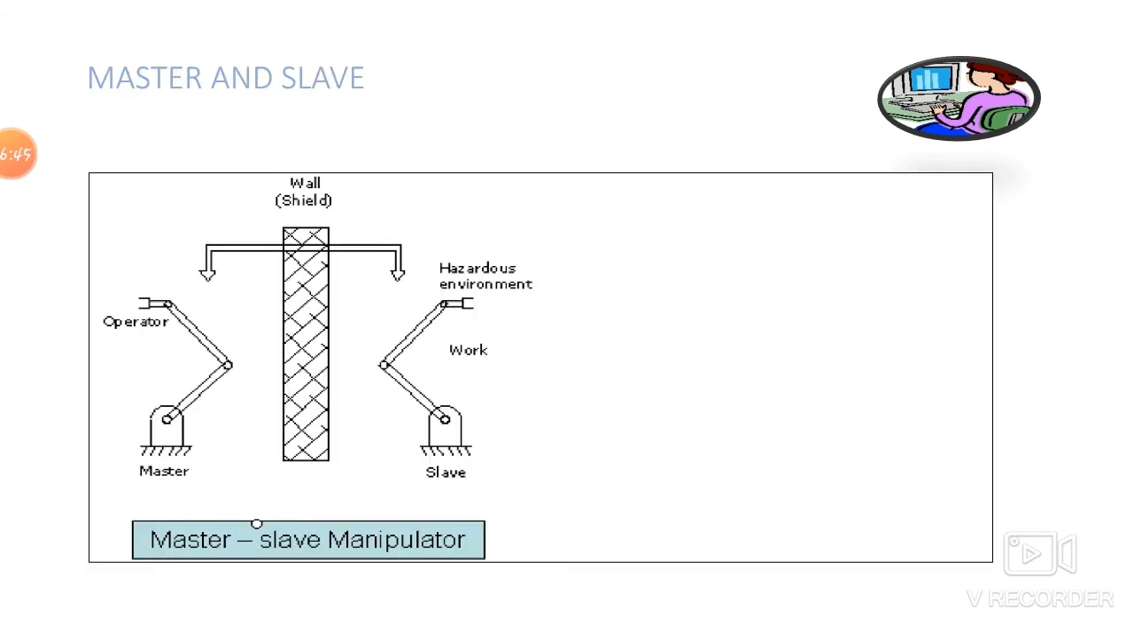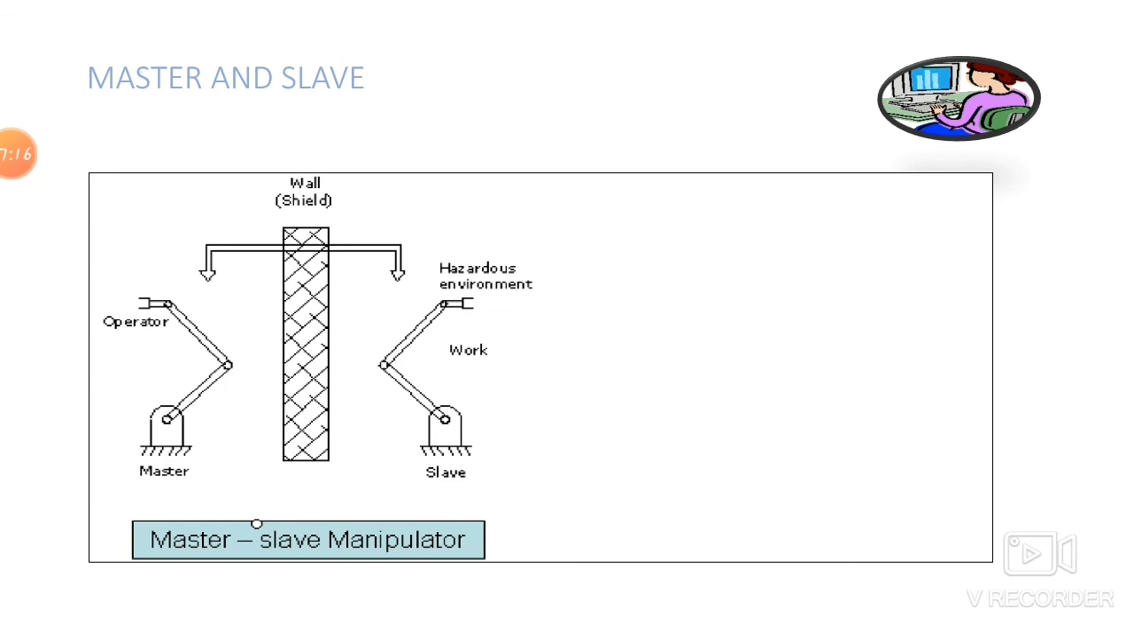Now we go to master and slave. It is very easy to understand. Why do we use robots? Where humans cannot work, like hazardous zones, like a nuclear power plant with radiation, we use robots. If a human works there, he will get infections or radiation effects, finally end up in hospital with health issues. So we go for robots.